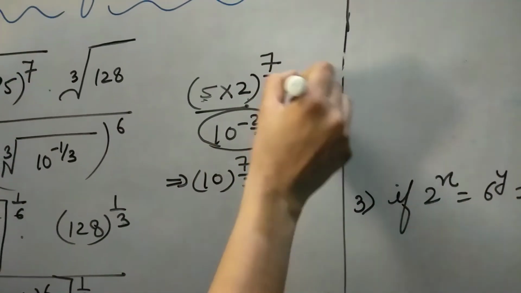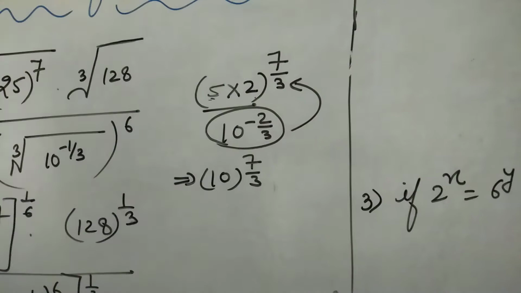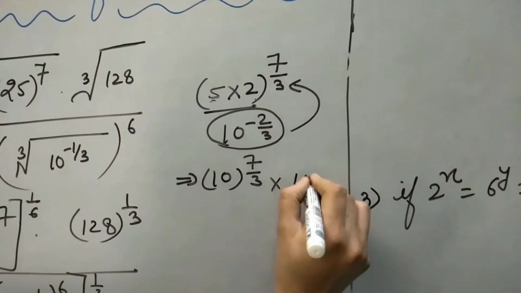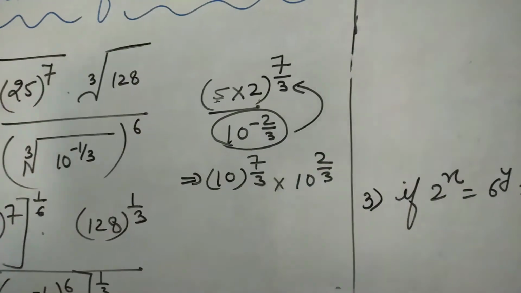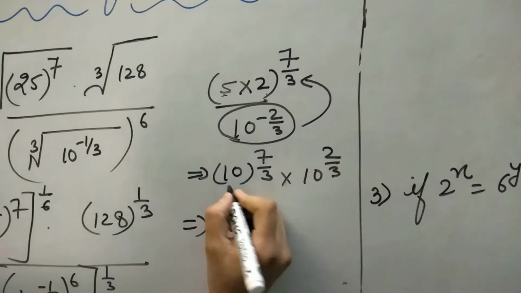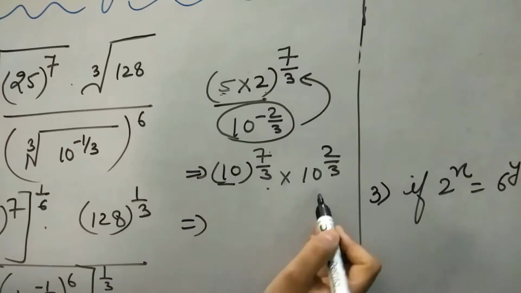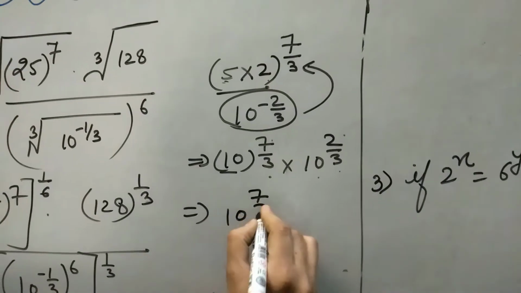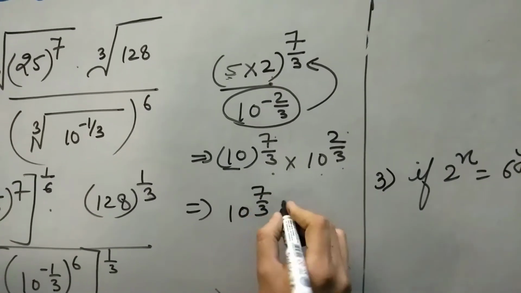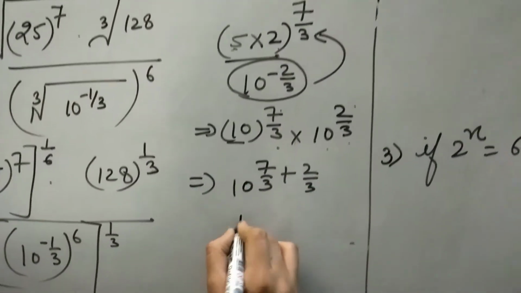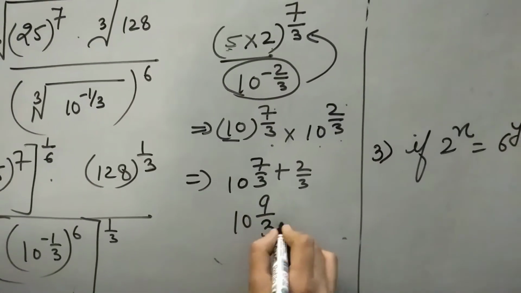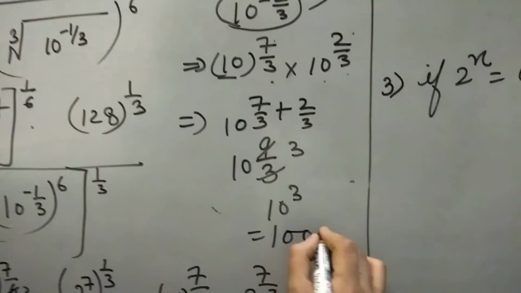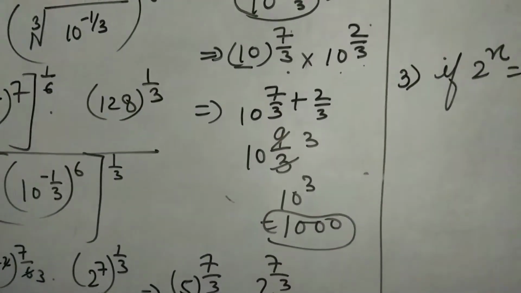If we take 10 raised to the power 2/3 to the numerator, the sign of the power changes, negative becomes positive. Here 10 to the power 7/3 and 10 to the power 2/3 are in multiplication, so the powers will be added. 10 to the power 7/3 plus 2/3, that is 10 to the power 9/3, 3 threes are 9, so 10 raised to the power 3, that is 1000.